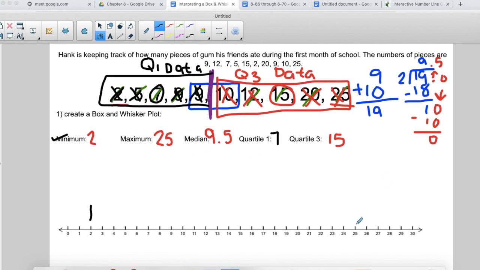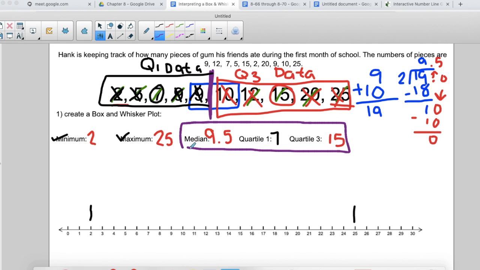Now I'm going to go and graph my maximum. Okay, so this is basically the beginning of our whisker plot and the end of our whisker plot. Now, the median, quartile 1 and quartile 3 are what makes our box. So I'm going to put a line right where my median would be, and I'm going to make it kind of bigger. So I graphed my median.